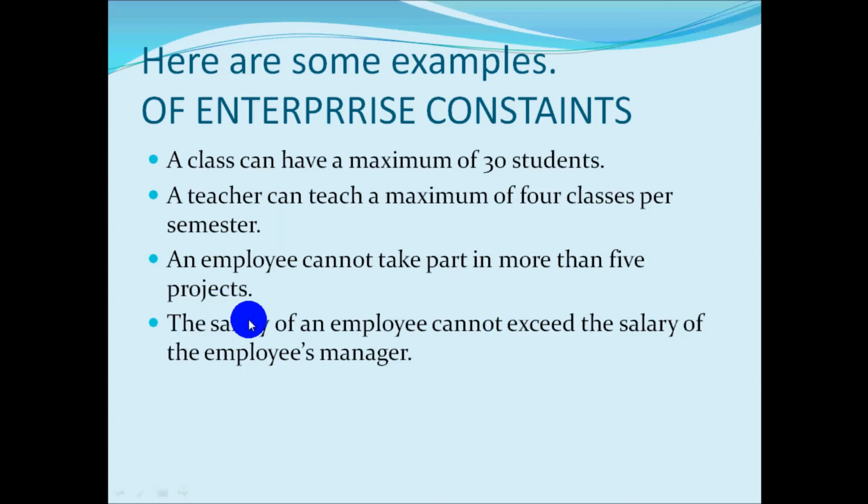Okay. The salary of an employee cannot exceed the salary of the employee's manager. It is a constraint of their own. Sometimes it may happen that a senior employee doesn't want the manager position and just keeps incrementing his salary, and the manager is a fresher, so he is getting a minimum salary. So this is their own matter, and we don't want to look into that. Such kinds of constraints are called enterprise constraints.